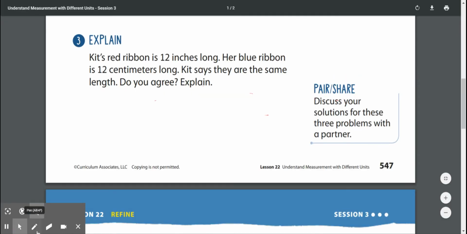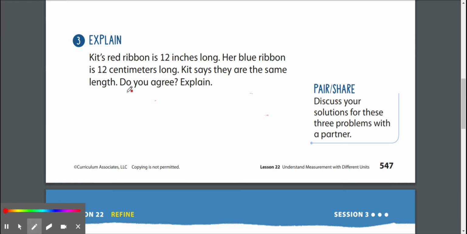We are doing a great job. Let's look at number 3, explain. Kit's ribbon is 12 inches long. What unit of measure are we using? Inches. And we're also measuring a ribbon.